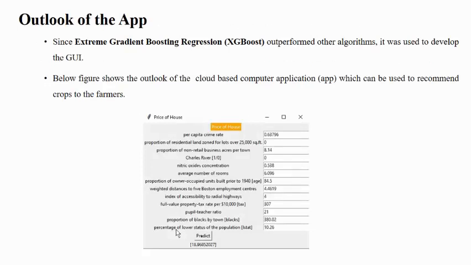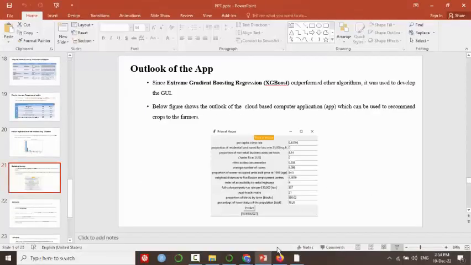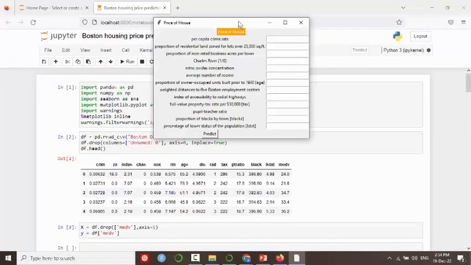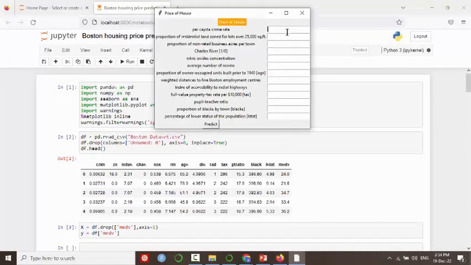So the outlook of the app which I built looks like this, using the extreme gradient boosting regression. I would like to show you a real time demo by simply entering the data of all these input variables. Finally, if I click on the predict button, then this app predicts the value of that particular house. Give me 2 seconds in order to enter these input values.